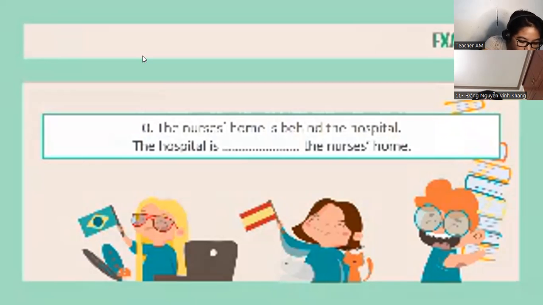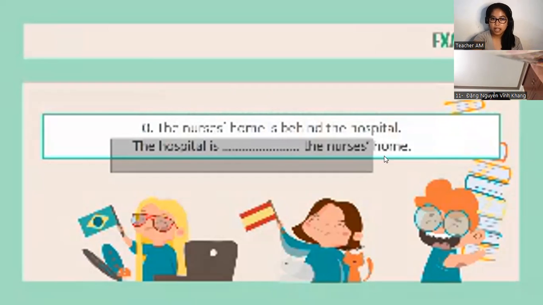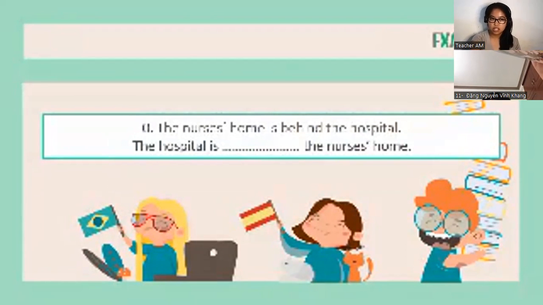Okay, so this time I will just read it for you, Vin. The example in this sentence is: the nurse's home is behind the hospital. So what would be the missing word here? The hospital is blank the nurse's home. So what do you think is the answer?